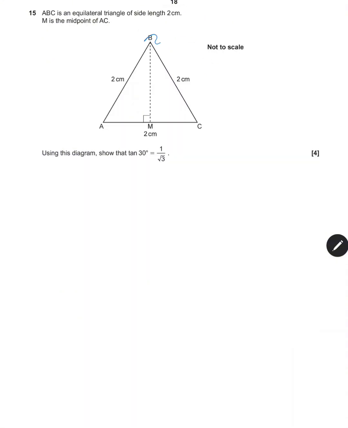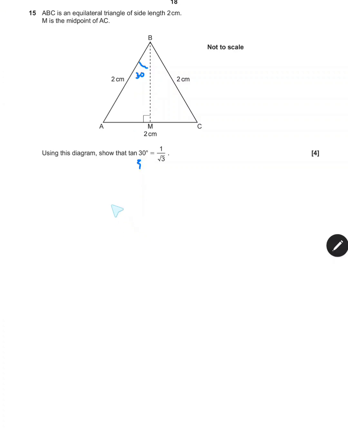Question 15, we've got an equilateral triangle, 2, 2 and 2, and we're showing that tan 30 is 1 over root 3. So we're just going to do some work on this triangle. If it's equilateral, then every angle is 60 degrees. And if we've cut this triangle in half, then that angle there is 30 degrees. So I'm going to delete the 60 because I'm not interested in that. This is talking about the tangent of 30.